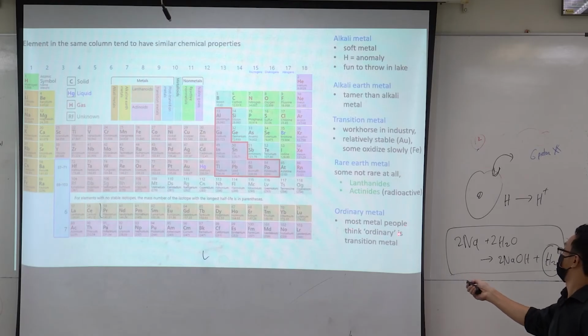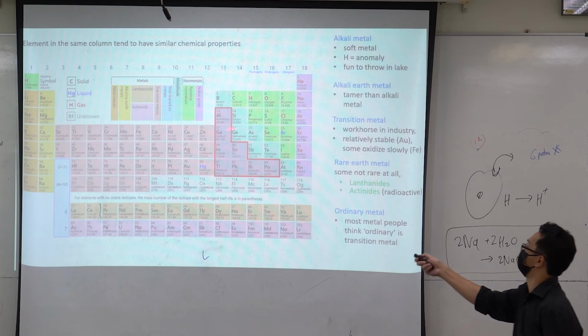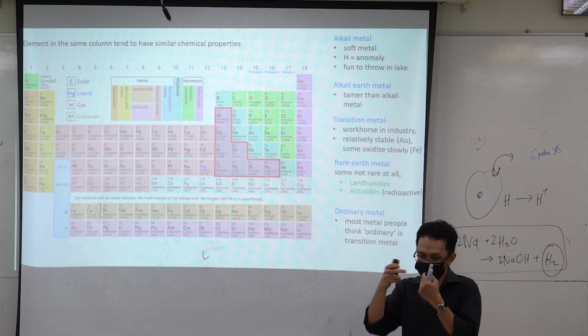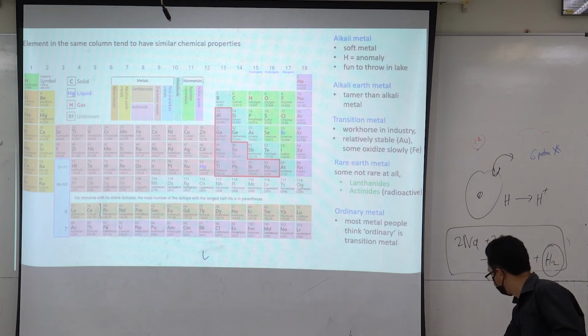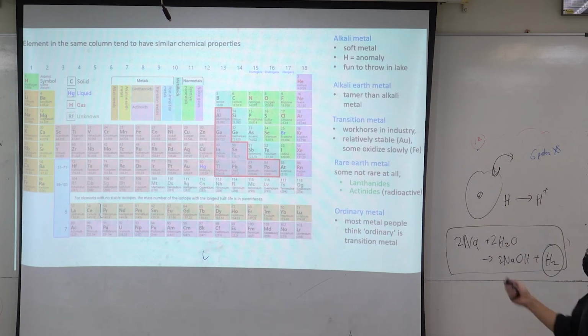Most people think an ordinary metal is a transition metal, but it's still a metal. For example, aluminium. People make the aeroplane body with aluminium and so on, right? So this is also aluminium. Okay? And that is a metal. What we see just now is a metal.